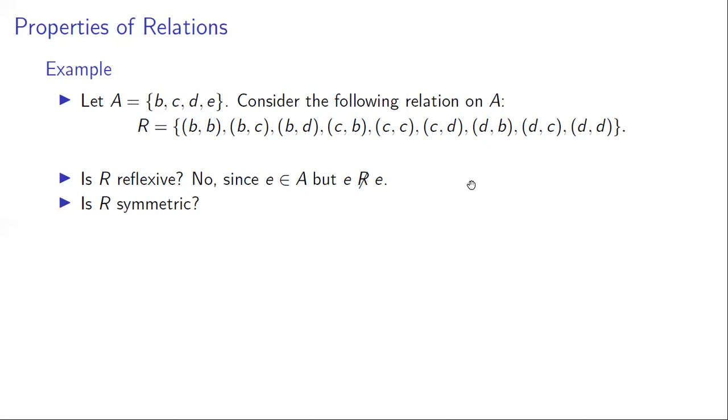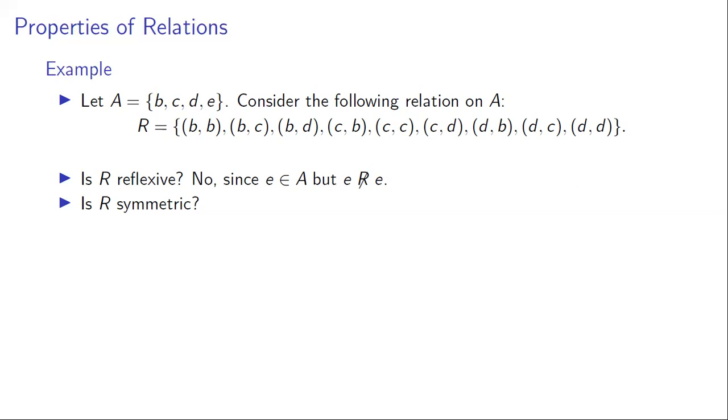Remember, in the definition of reflexivity, in fact in all three properties, the property applies to all elements of the set A. But in this case, we found an example of an element of A that is not related to itself. E is not related to E, so therefore the entire relation is not reflexive.